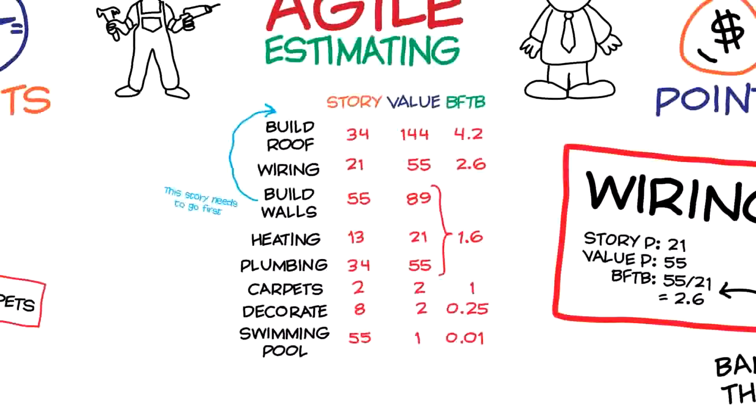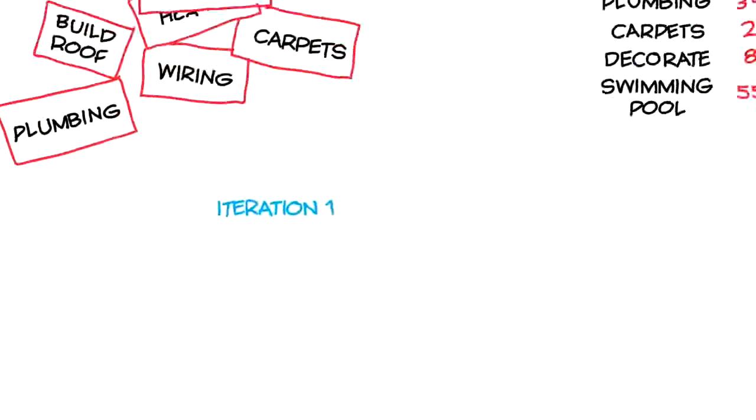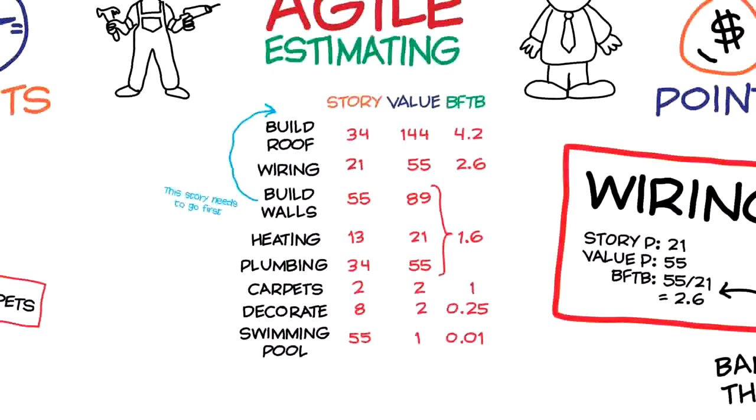But so far we've got no idea how long a story point is. So let's begin our first iteration. In our first iteration, we really have no clue as to how much work we can do. So we'll go back to the backlog and we'll begin to work from the top story down.